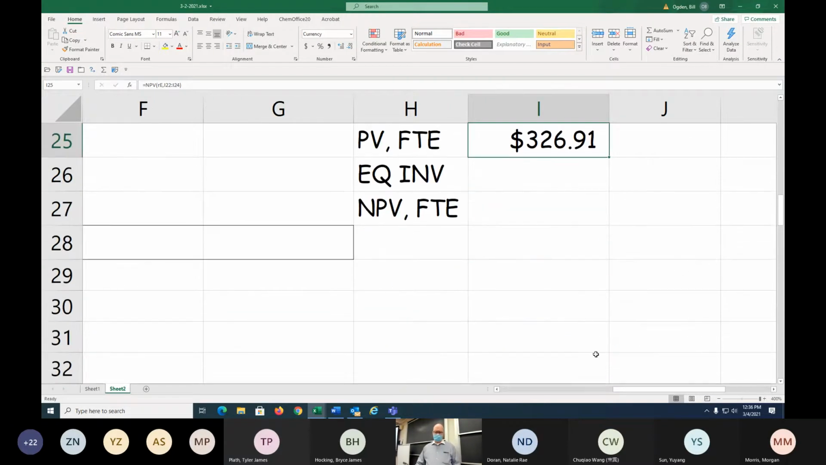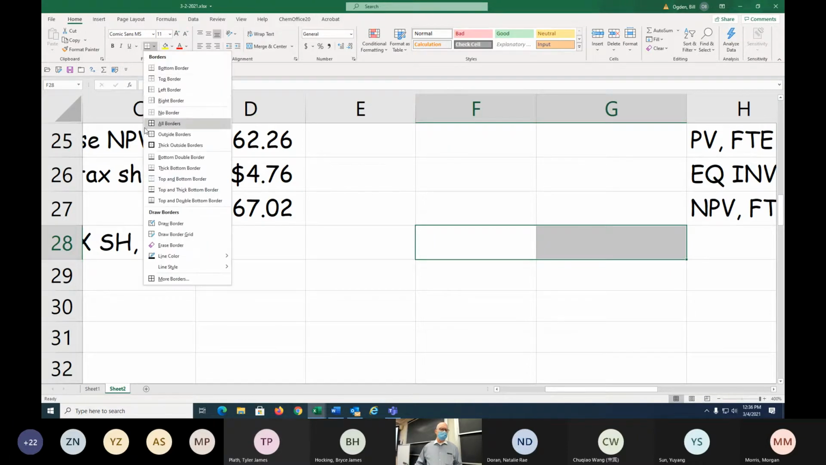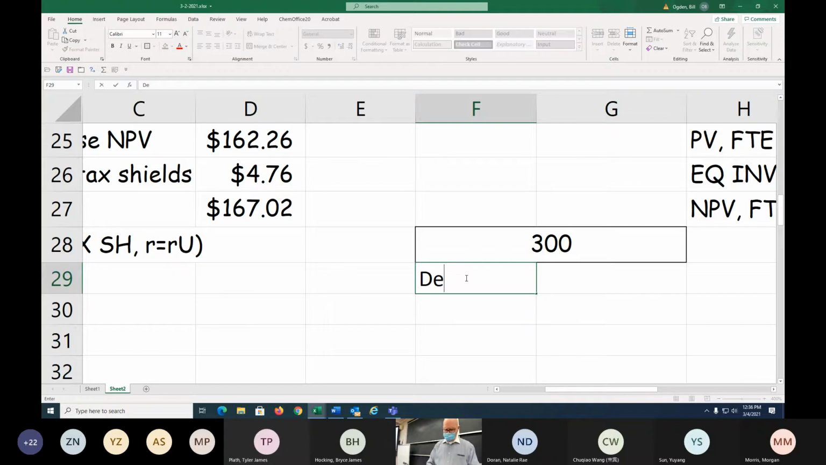All right. So let's go back a minute and let's fund this project. I had this in my notes too, but I don't want to go back there. Let's just do it again. Okay, let's merge. Here we go. So this project costs $300. We will fund it with debt. We will fund it with equity.